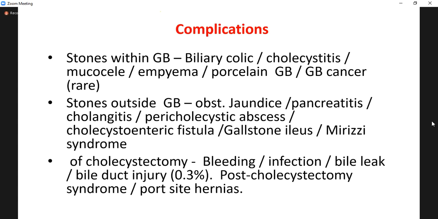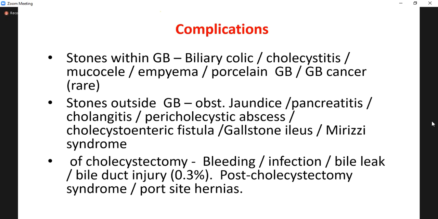And when they are in the gallbladder, you can get biliary colic. Now you should be able to tell me everything about biliary colic. Cholecystitis, mucocele, empyema, porcelain gallbladder. And very, very rarely, you can get gallbladder cancer, malignancy of the gallbladder wall. That's why all the gallbladders that we remove are sent for histology, and less than 1% of them will come back as cancer. So that is when the stones are in the gallbladder.